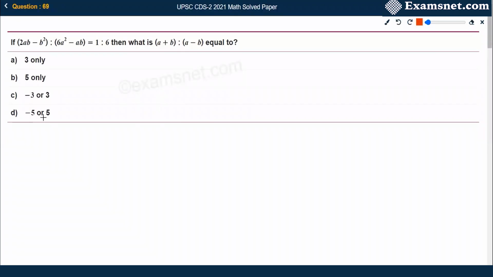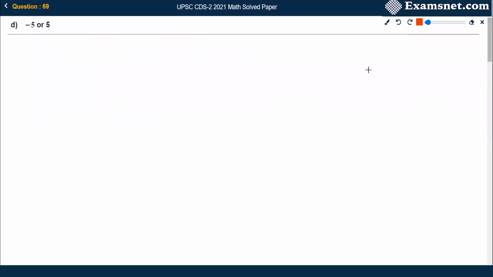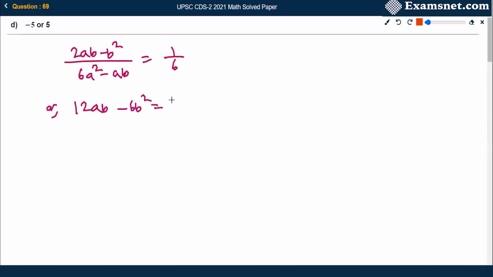In question number 69, we are given if 2ab minus b square is to 6a square minus ab equals to 1 is to 6, then what is the value of a plus b is to a minus b? So we will start with the given information, that is 2ab minus b square by 6a square minus ab equals to 1 by 6. Or after cross multiplication, we can write 12ab minus 6b square equals to 6a square minus ab. So it will become 6a square minus 13ab plus 6b square equals to 0.